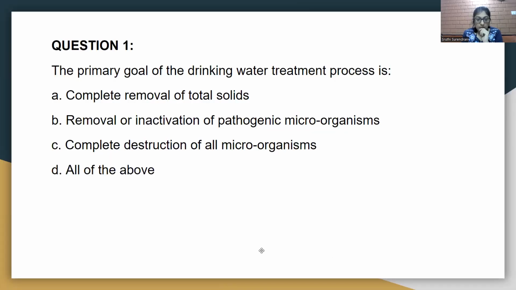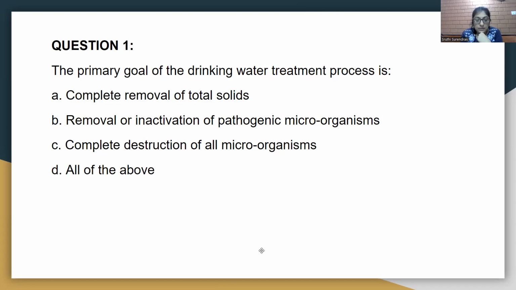The first question is, the primary goal of the drinking water treatment process is complete removal of total solids, or is it removal or inactivation of pathogenic microorganisms, or is it complete destruction of all microorganisms, or is it all of the above? Sangamitra, if you're free, you can just switch on your mic and tell the answer, or you can use the chat to give your answer. I think it is B. Removal or inactivation of pathogenics.